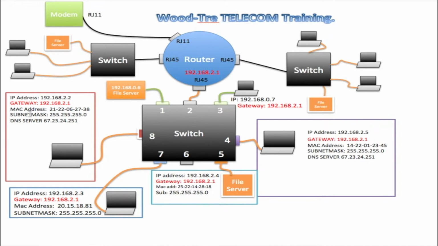Now the subnet mask goes with the IP address, and the subnet masks for all the computers will be the same, because if they weren't the same, these computers wouldn't be able to communicate together. So all of these subnet masks on the computers should be the same: 255.255.255.0.